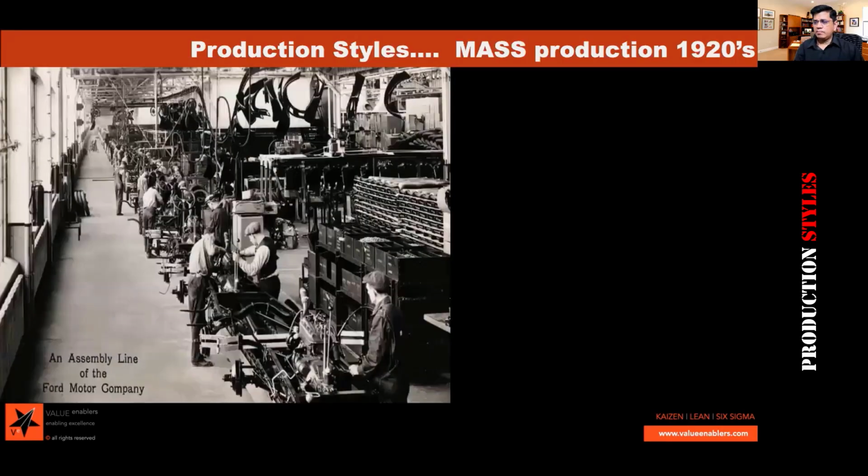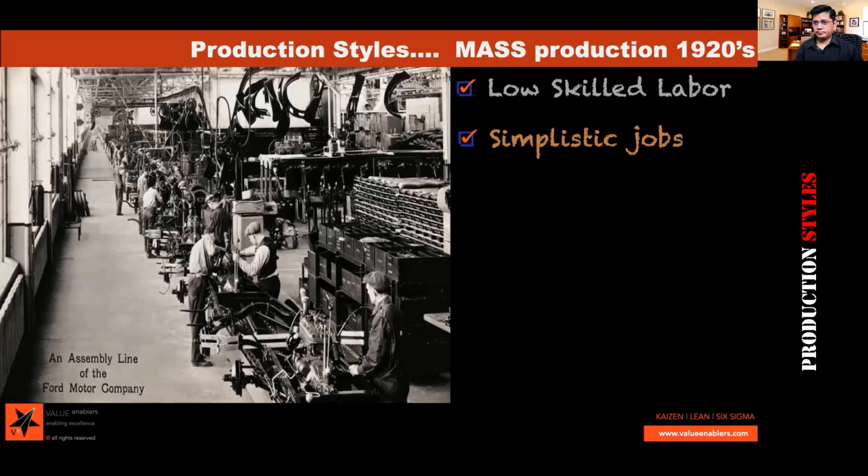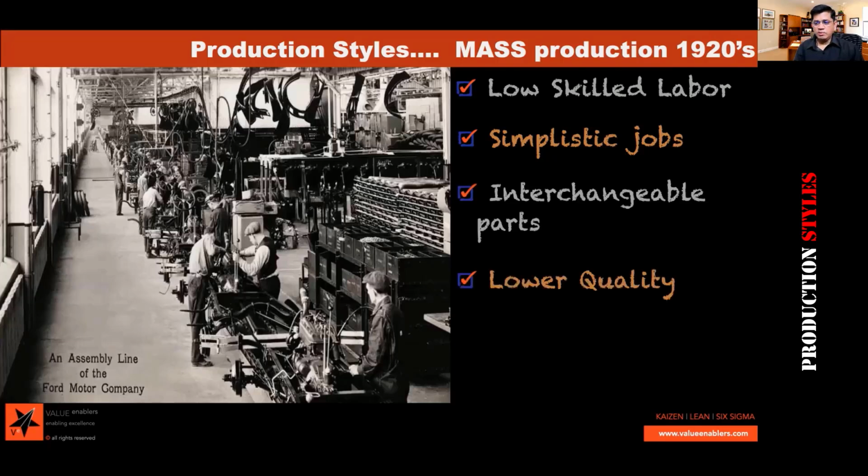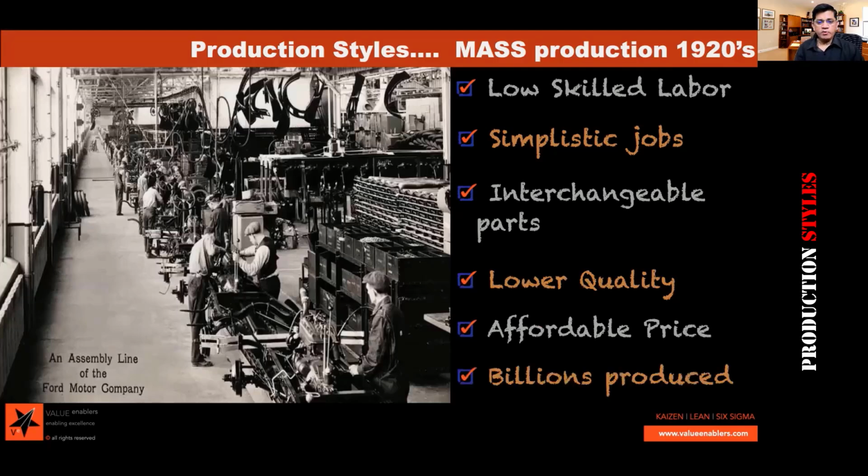Now, the first mass production was from Ford Motor Assembly. Mass production had its own advantages. Since it was standardized, it required low skilled labor and simplistic jobs. The parts were interchangeable, lower quality, and affordable price, and billions were produced. Okay, this is what was typical of mass production.